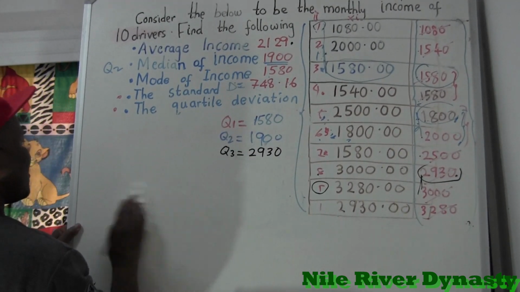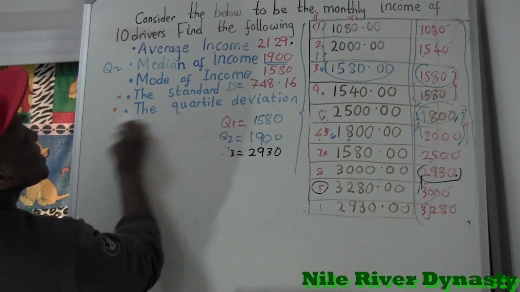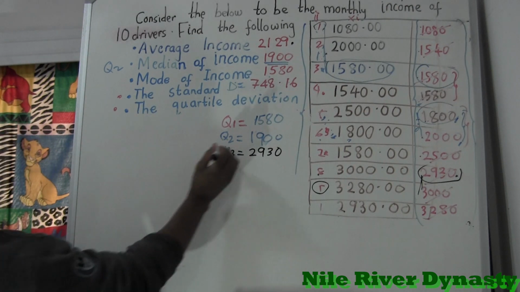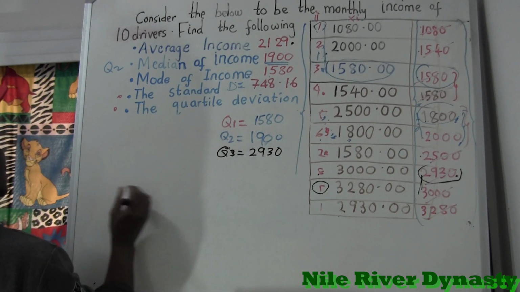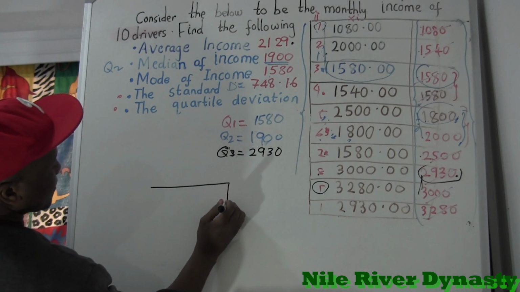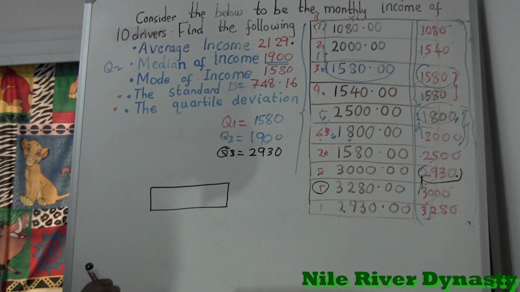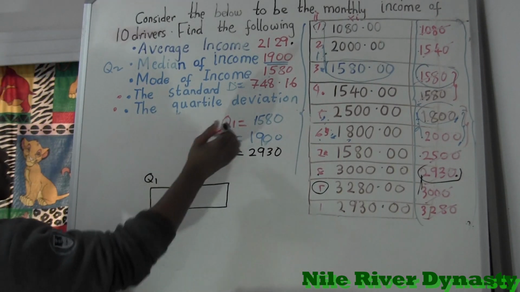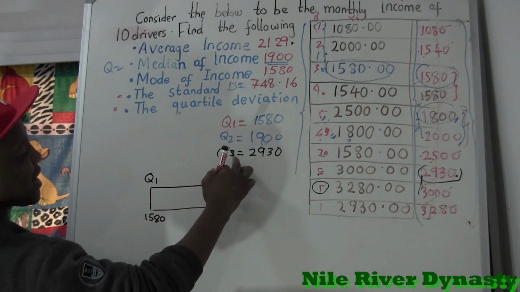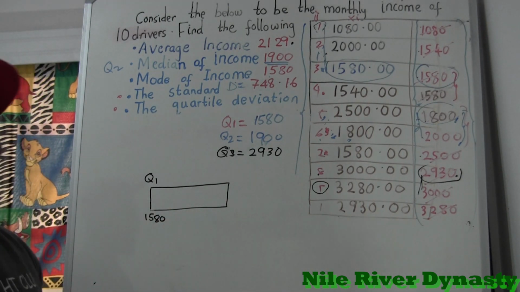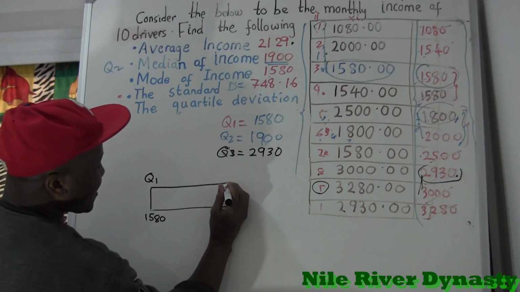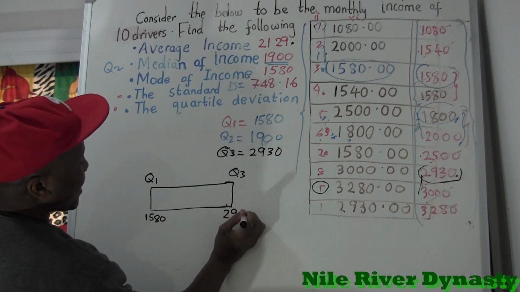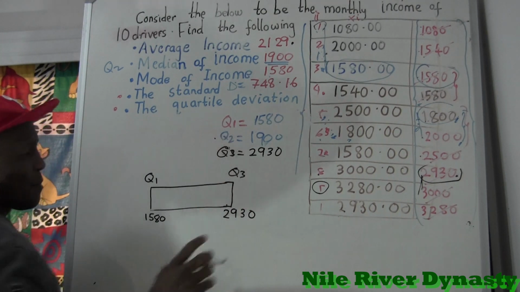So now let's draw the box and whisker. What you do, like I said, use the data which are in order. First and foremost, write your box and whisker, which is here. What is your lower quartile? My lower quartile is quartile 1. So right here, this is quartile 1, which is 1,580. And then go to quartile 3. Don't write quartile 2 yet, I'll tell you why. What is my quartile 3? My quartile 3 is 2,930.